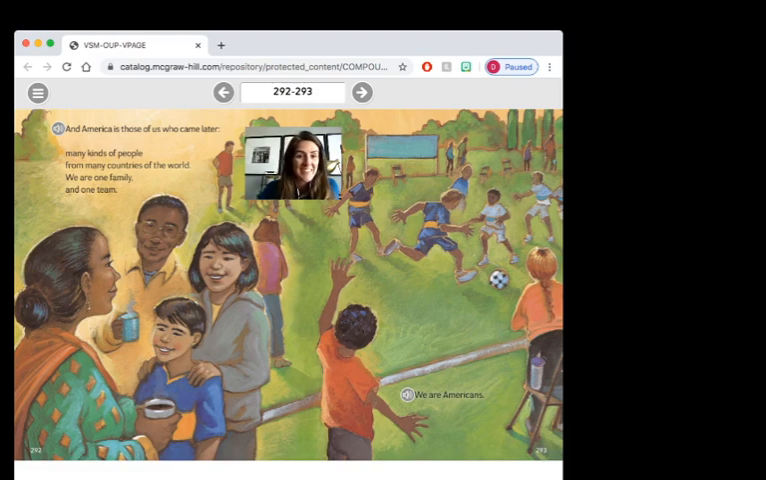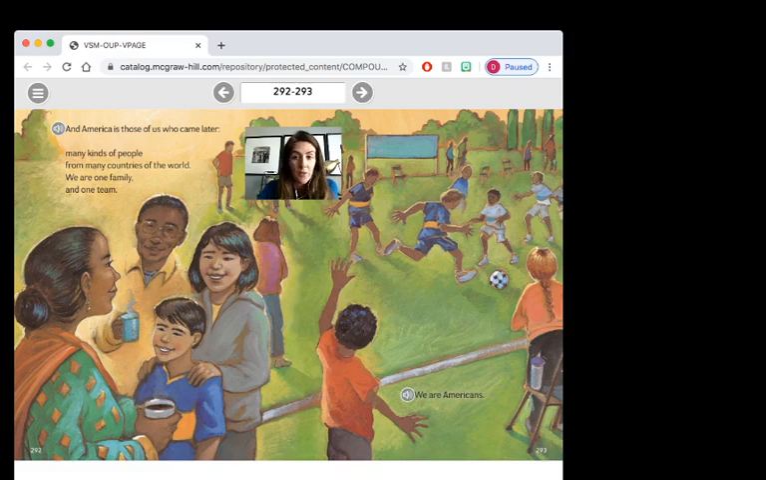Let's read. And America is those of us who came later, many kinds of people, from many countries of the world. We are one family and one team. We are Americans.